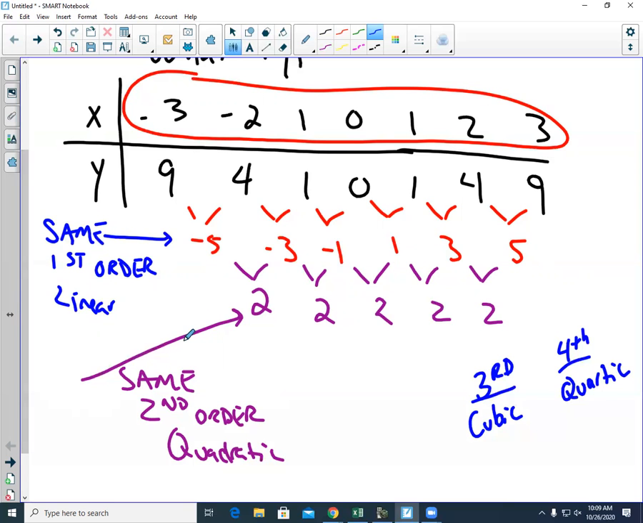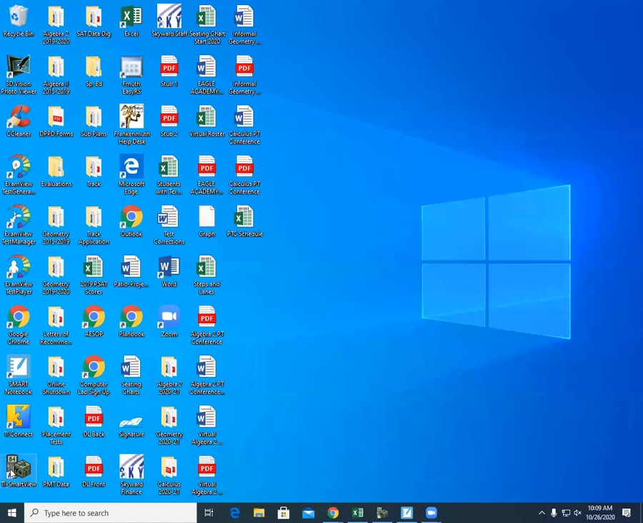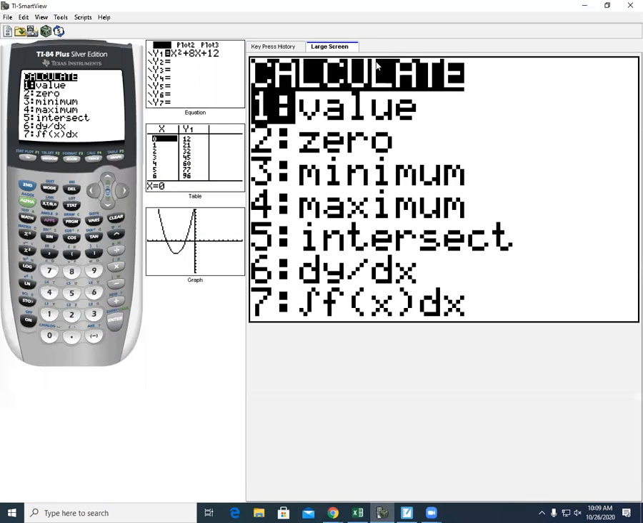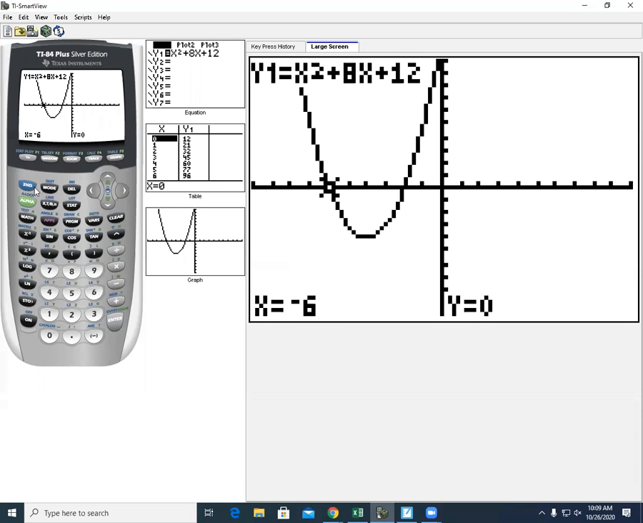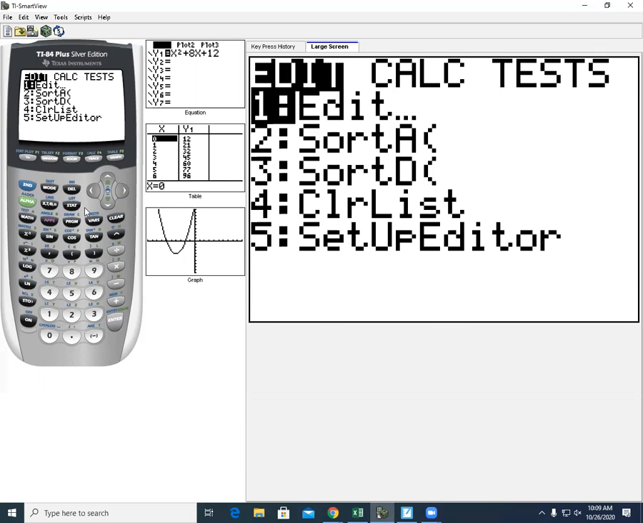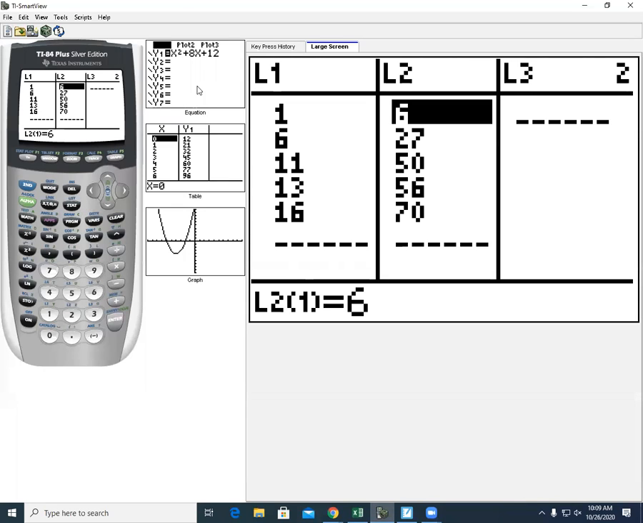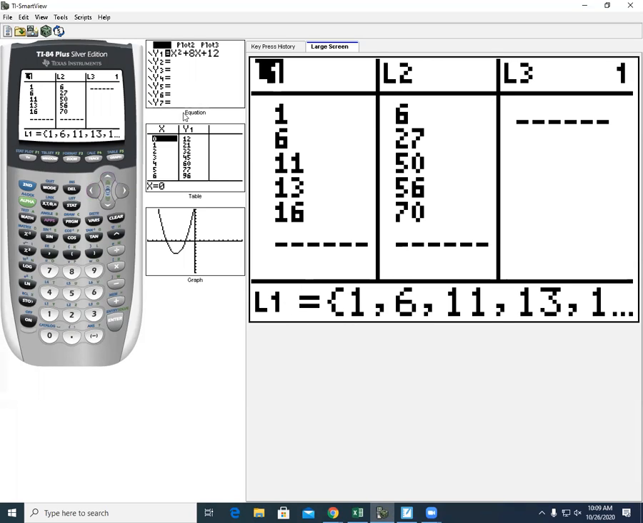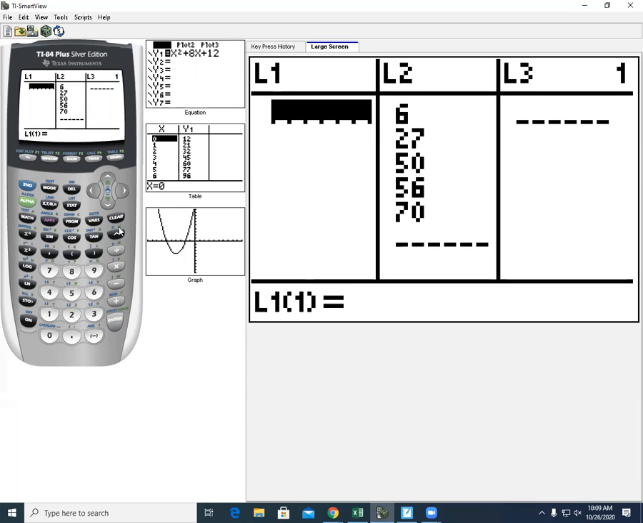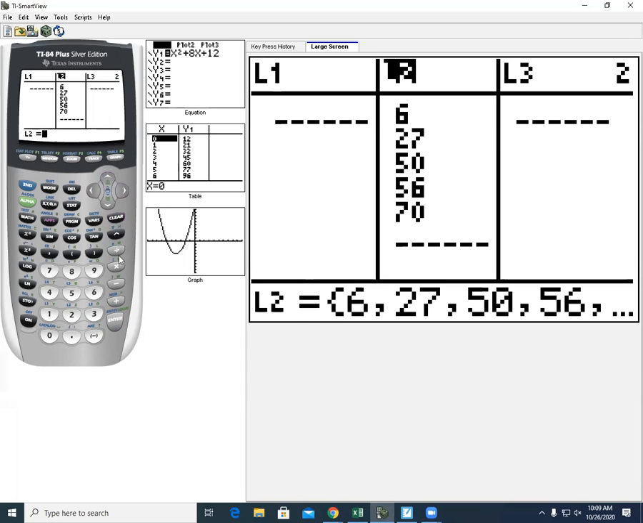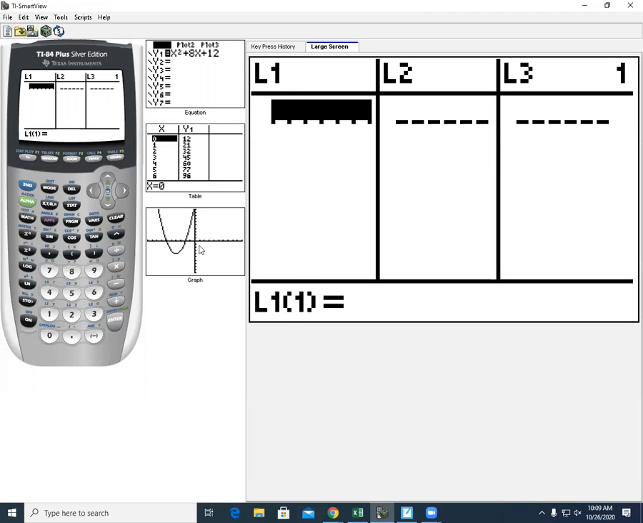The way that we would do this is we would open our list. So hit the stat button, and then hit enter on edit. Now I have stuff in my list right now that I don't want in there. So I'm going to go up to L1. I'm going to hit clear and then hit enter because it's going to save me a whopping like 15 seconds. And then I'm going to hit clear again. And then that's going to bring me to this list.